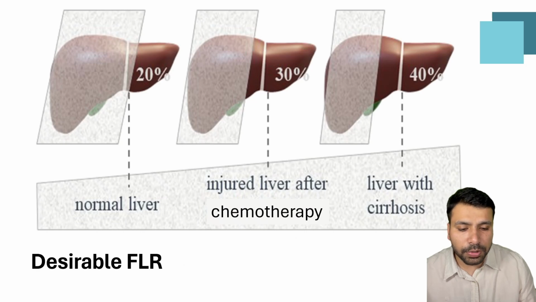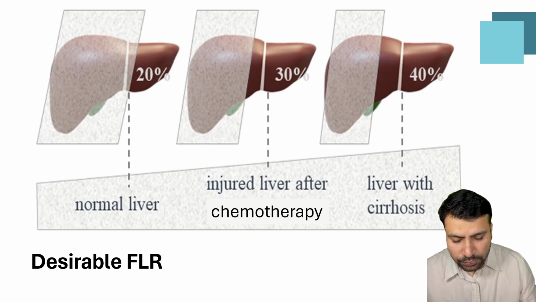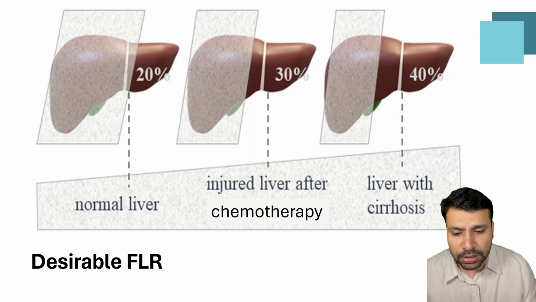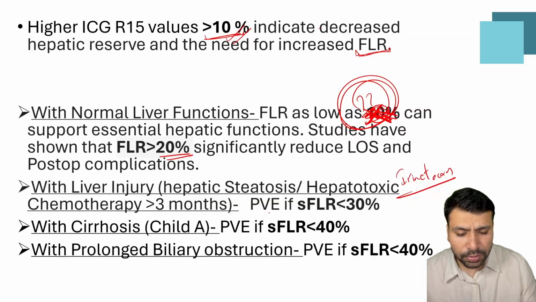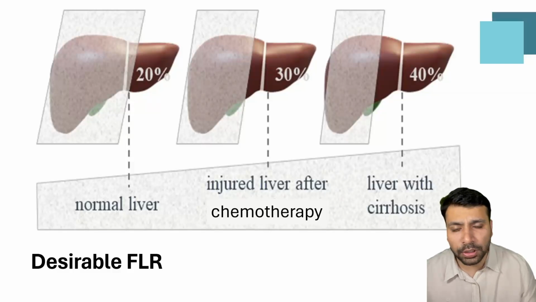So this is a very simple diagrammatic description defining the desirable FLR in each condition. If the liver is normal, then 20%. If some type of injury is there with the chemotherapy, or it's fatty, steatotic, then you need 30% of the FLR. If it's cirrhotic, or if it has biliary obstruction for a prolonged time, then you need around 40%. Okay.